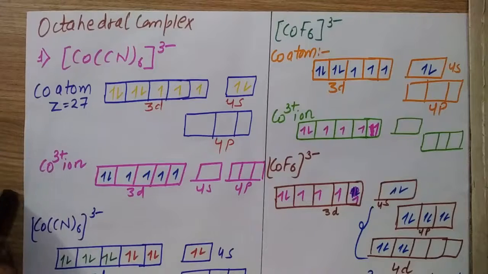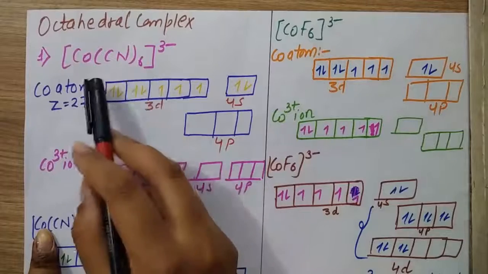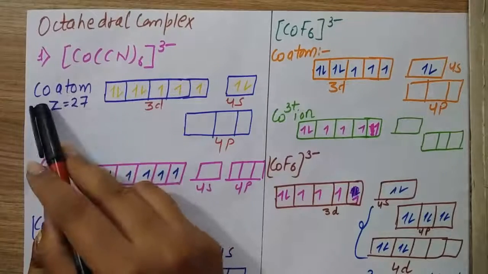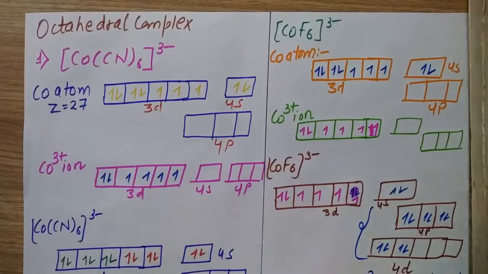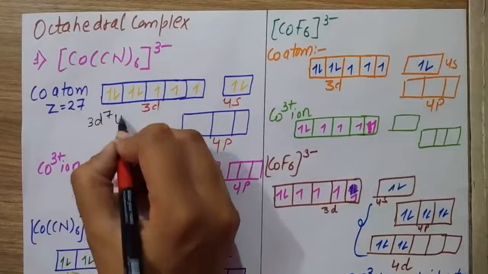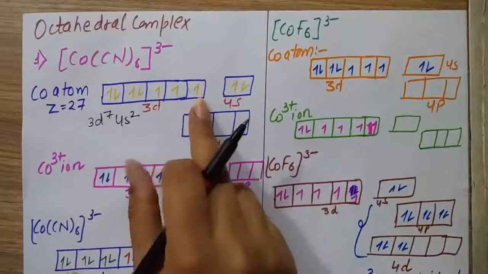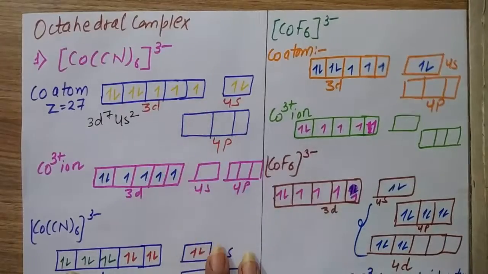Let's start with octahedral complex. This is one octahedral complex. Firstly, we will find the valence shell electronic configuration of cobalt atom, which is 3d7 4s2. 7 electrons in 3d orbital and 2 electrons in 4s orbital.